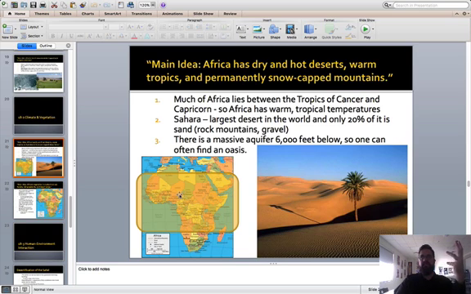So anything in this zone going across the whole world, you're only going to see 2 seasons a year, a wet and dry season. So there's no summer and winter and stuff like that. It's pretty much warm all the time, for the most part.